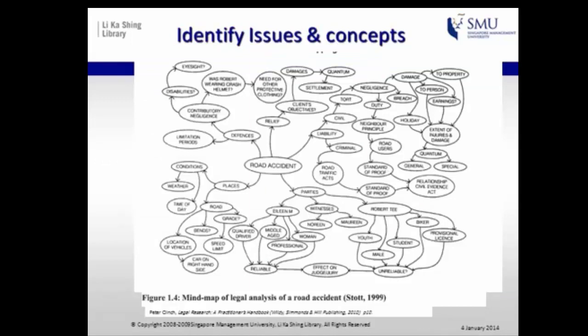As I mentioned in the earlier slide, it's important to start your research by spending some time to think about the relevant issues and concepts. Mind mapping is an excellent way to visualize the issues and how they may be related. It also helps you to identify some preliminary keywords to use in your online search later. Here is an example of a mind map. This particular map identifies the facts and issues regarding a road traffic accident. Pause the video for a few minutes to explore the mind map in more detail.